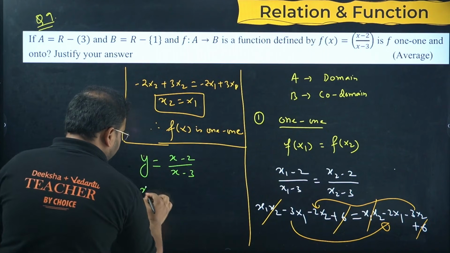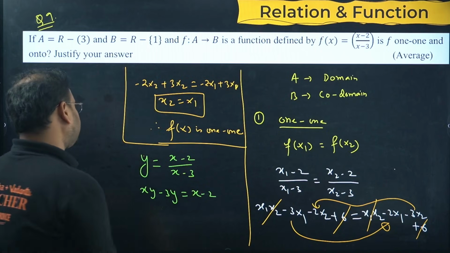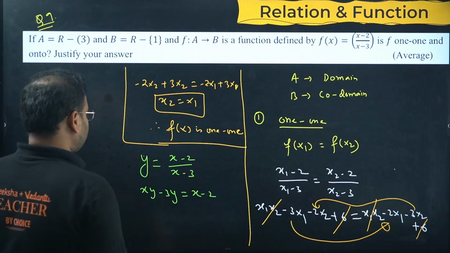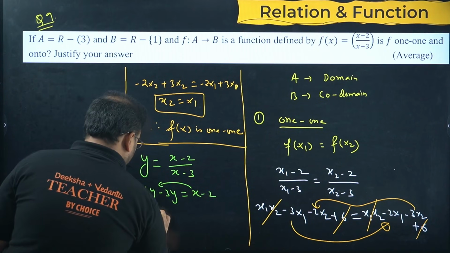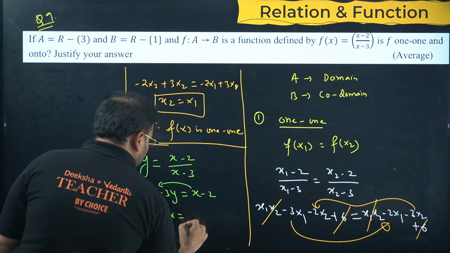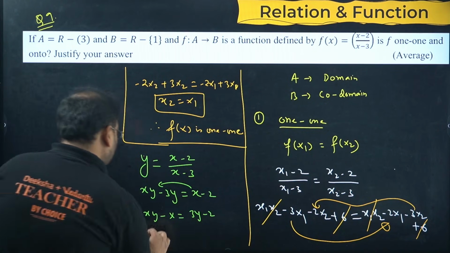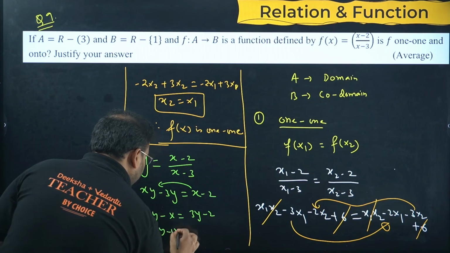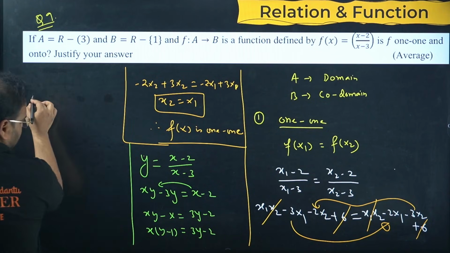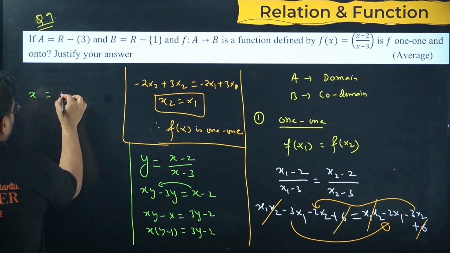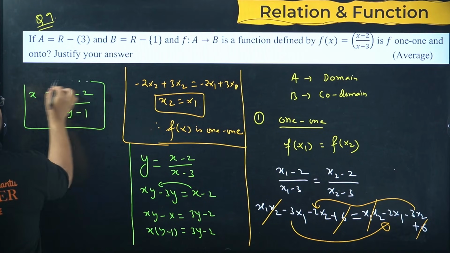Start from here. You have xy minus 3y equals x minus 2. Now bring x over here and that over there. Correct? So we get here xy minus x and we get 3y minus 2. Take x common, you'll get x times (y minus 1) equals 3y minus 2. Continue please. You get x equals (3y minus 2) upon (y minus 1). This is my x as subject.